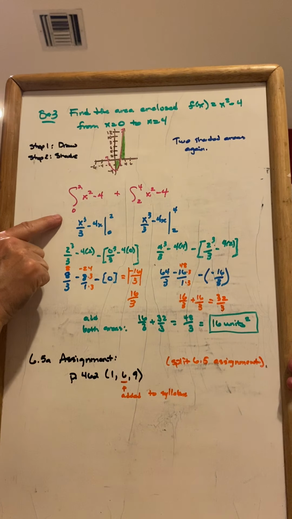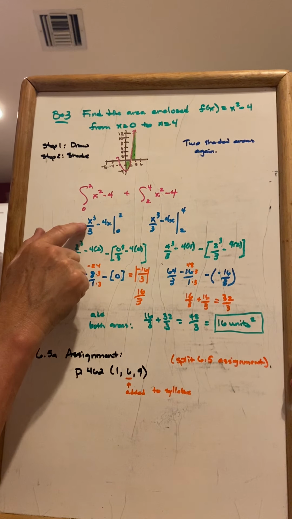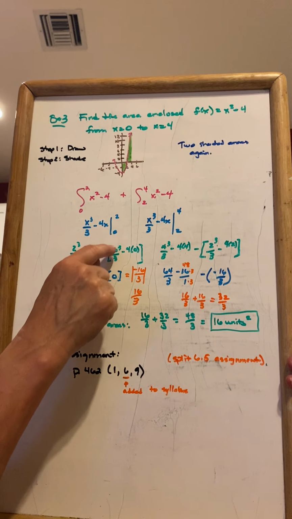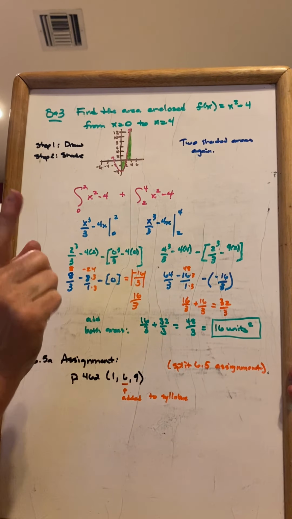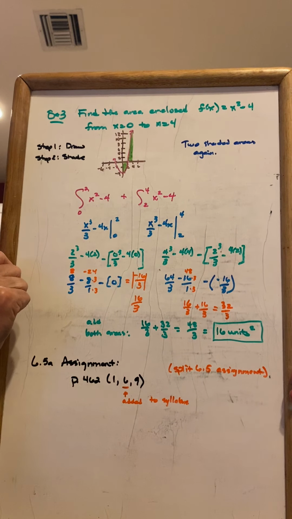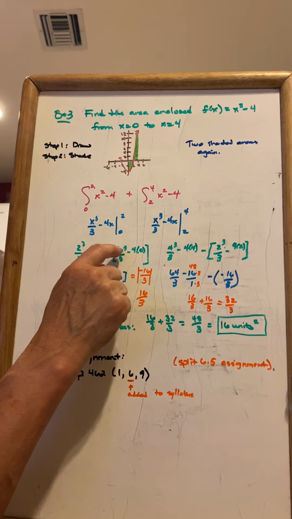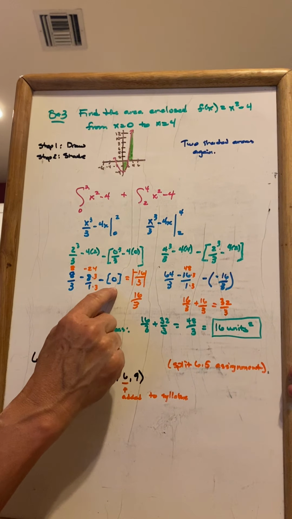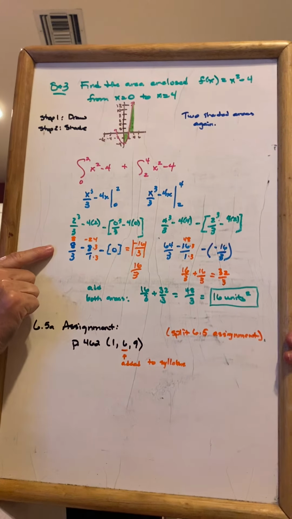Let's start with this one first. So I put in my 2 to start with. I have 2 cubed over 3 minus 4 times 2 minus the quantity. Don't forget to do a quantity when you have adding and subtracting of different terms in there. 0 cubed over 3 minus 0 times 4, which just happens to be 0, which is fine. But you still have to do good math here.